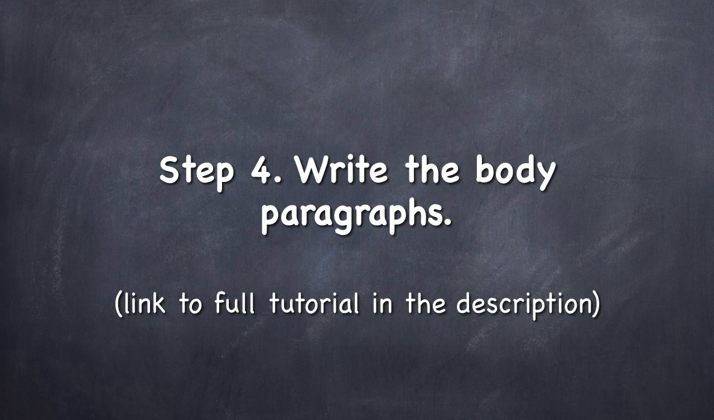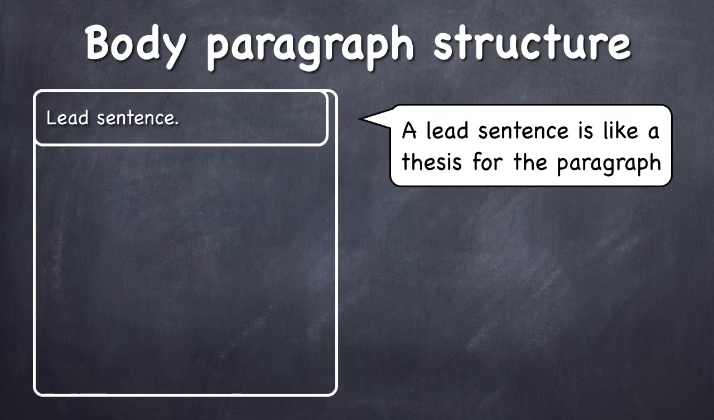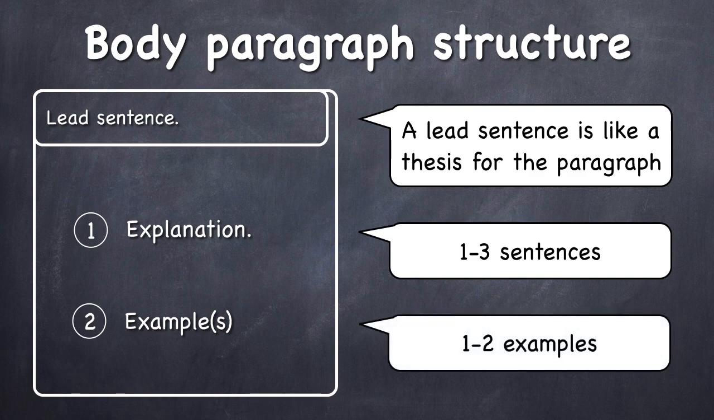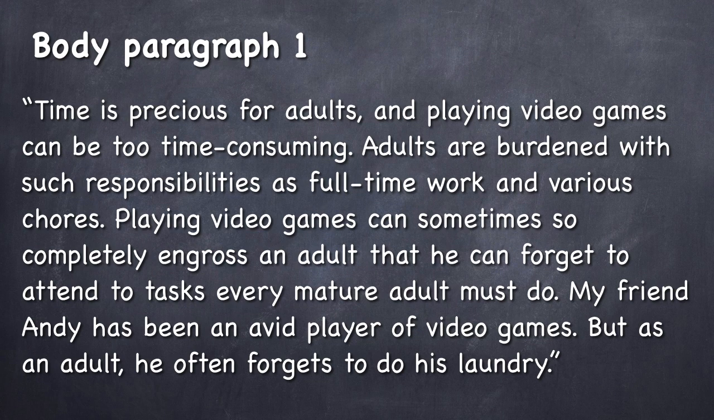Step 4, write the body paragraphs. Here's our body paragraph structure. We begin it with a lead sentence, and a lead sentence is like a thesis for the paragraph. Next, we provide an explanation, which is about 1 to 3 sentences in a short essay. And finally, we provide examples, and 1 to 2 examples will suffice in a short essay. So let's write our first body paragraph.